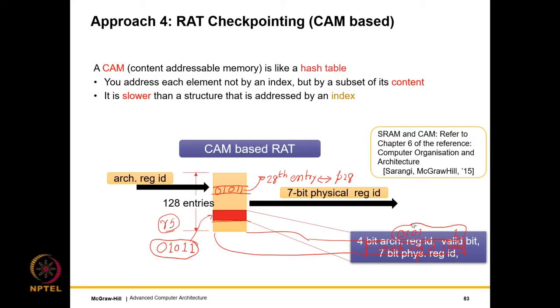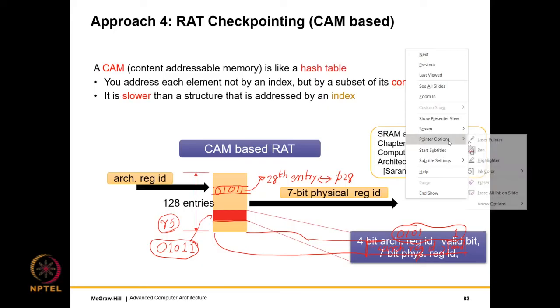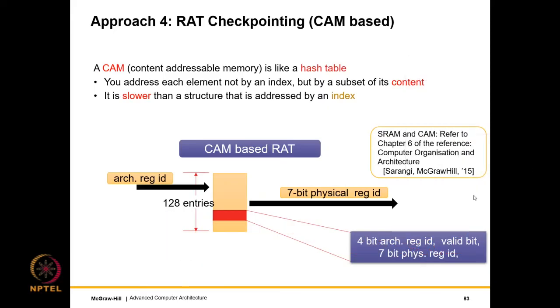So I'll just clean up the ink on this slide such that at least you can see the animation. So it is a 4-bit architectural register ID and a valid bit that you get for a 7-bit physical register ID. So the 7-bit physical register ID need not be a part of the entry. The index at which this information is found can represent the physical register ID.